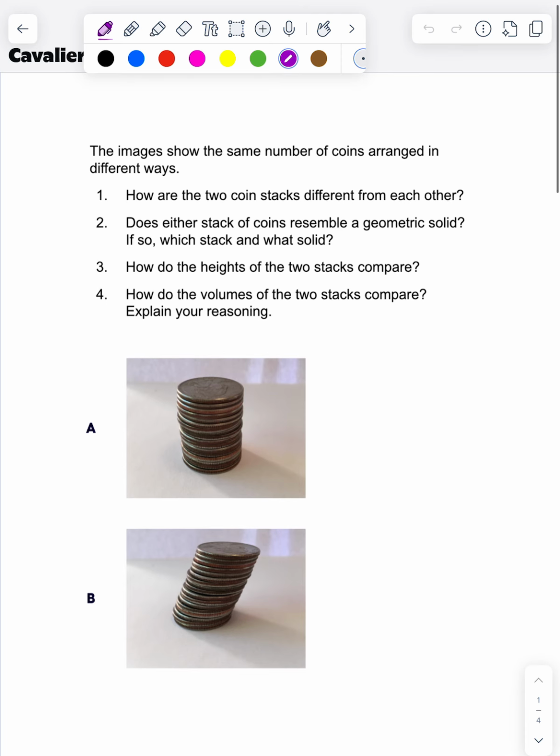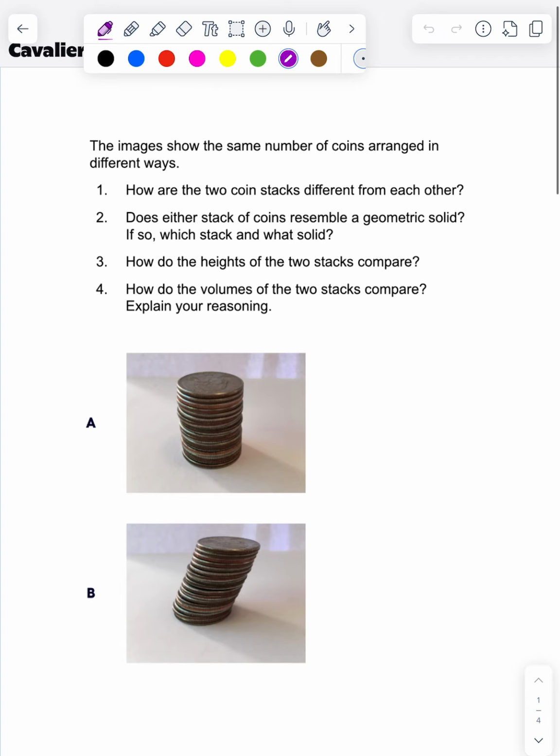In this video, we're going to talk about Cavalieri's principle. In order to see it, let's start with an example of these two stacks of coins, stack A and stack B. First, we're going to talk about how the coin stacks are different from each other. You might want to pause the video to think about it and then unpause when you have your answer.